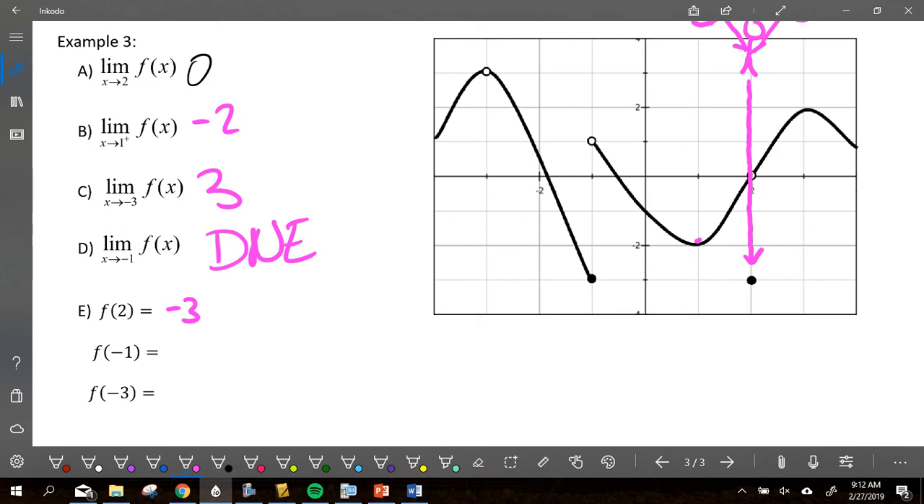Show me with your fingers, what do you think f of -1 is? F of -1 is -3 because we're starting right here. And kersplat, right there at -3. We keep going until we get to the closed circle.